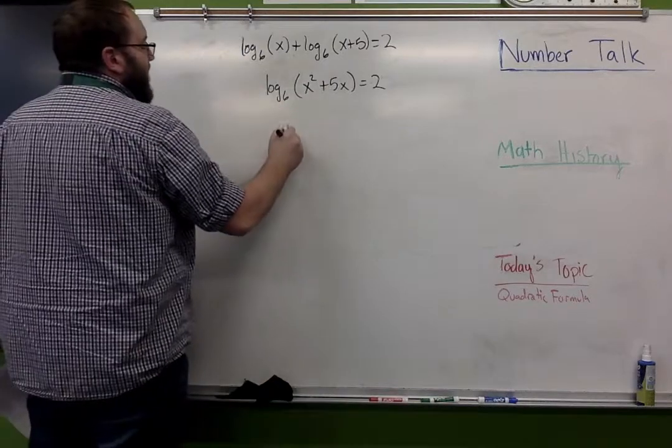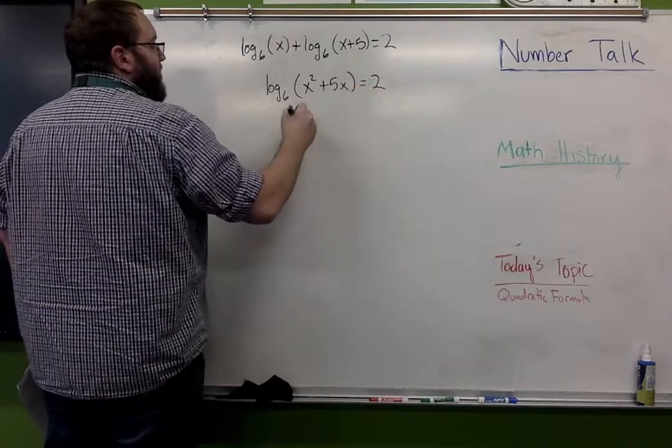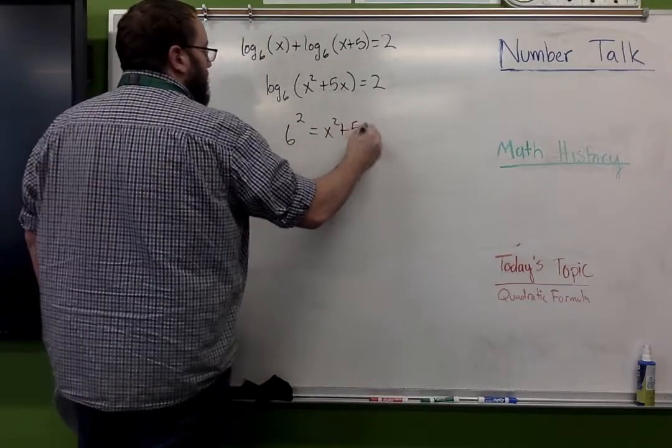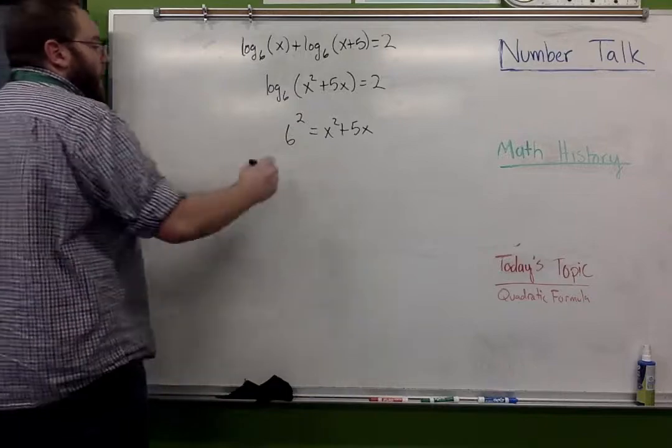Convert. Base stays the same. What was outside the function is now inside. What was inside is now outside. 6 squared is 36.